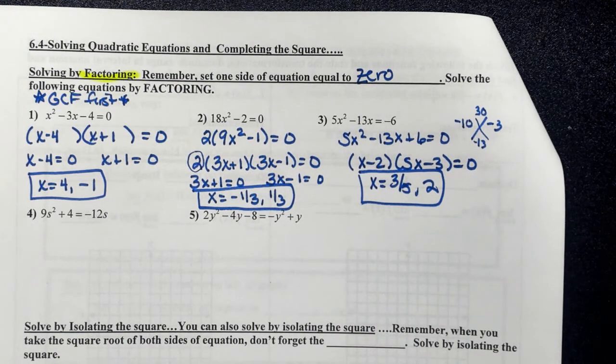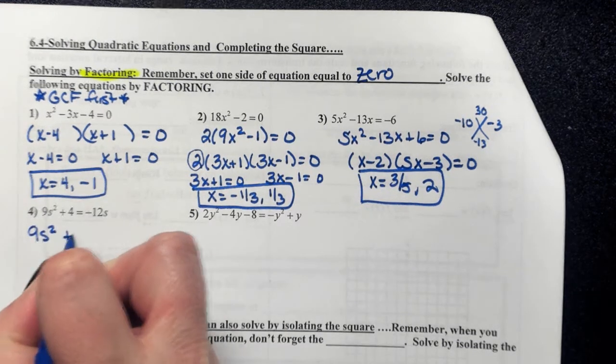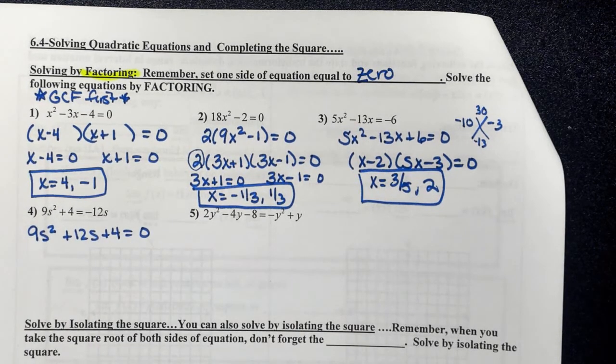So looking at number 4, again, what do you have to get on one side of the equation first before you can start factoring? You have to get a 0. So I'm going to add 12s to both sides. So 9s squared plus 12s plus 4 is equal to 0. Again, remember, if you do have to manipulate to get that 0 on one side, make sure you get your terms in standard form. Start with the largest exponent and put them in decreasing form. Go ahead and finish number 4 for me.